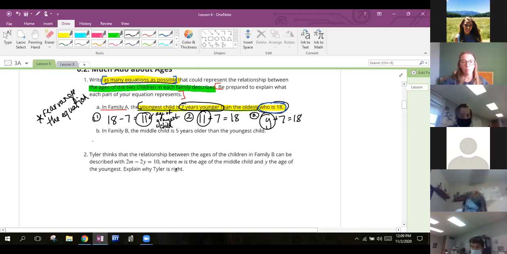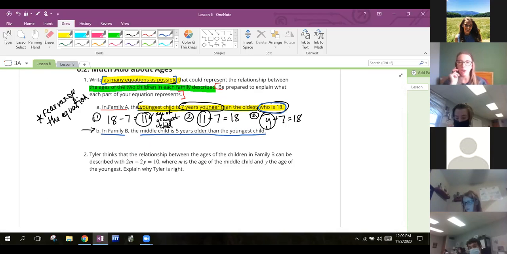All right, now let's look at B. It says in family B, the middle child is 5 years older than the youngest child. Now this one is a little different than the last one. All right, so it says the middle child is 5 years older than the youngest child. So unlike part A, where it told you one of the values, in this one we have two unknown values. So what do we use in place of values that we don't know? A variable.